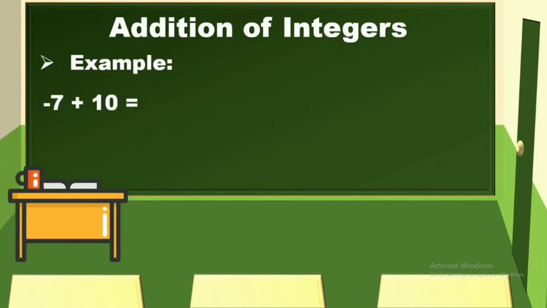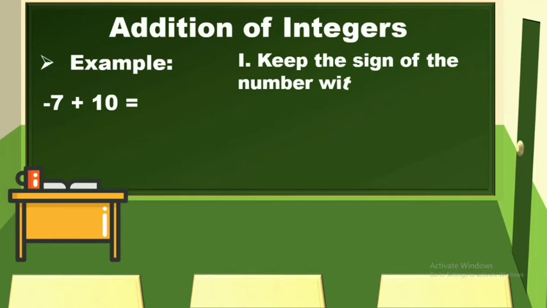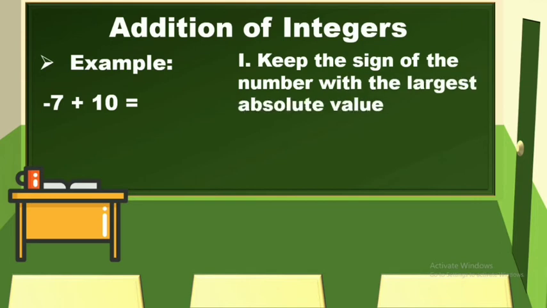Negative 7 plus 10. The first step is keep the sign of the number with the largest absolute value. So, let us not look at the sign yet. Which is greater, 10 or 7? Yes, the answer is 10. Now, let us copy the sign of 10. Since 10 is positive, therefore the answer is positive.